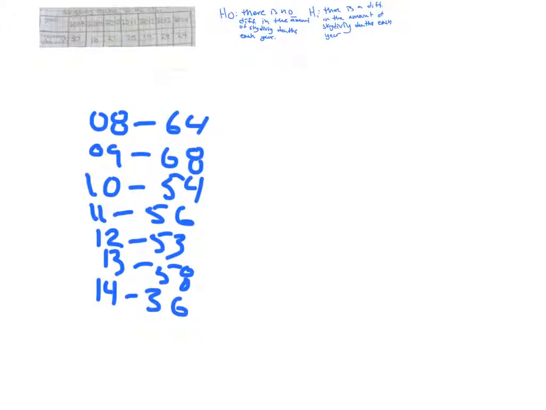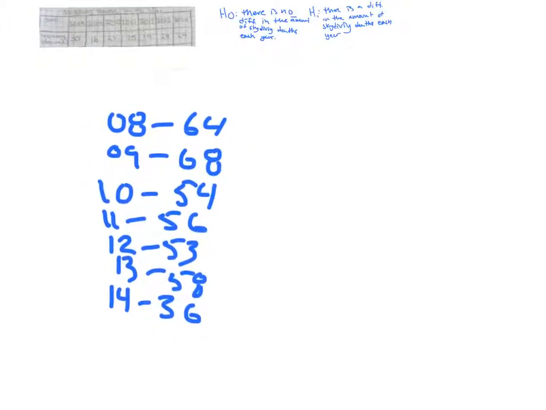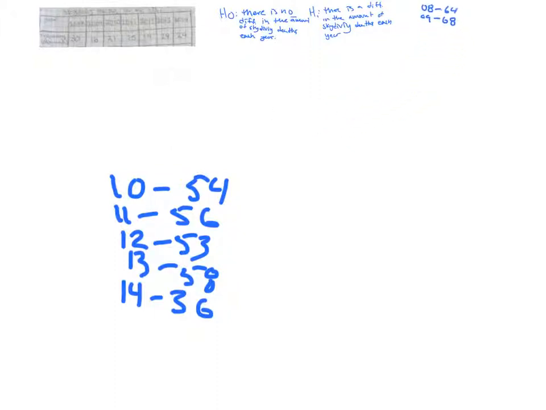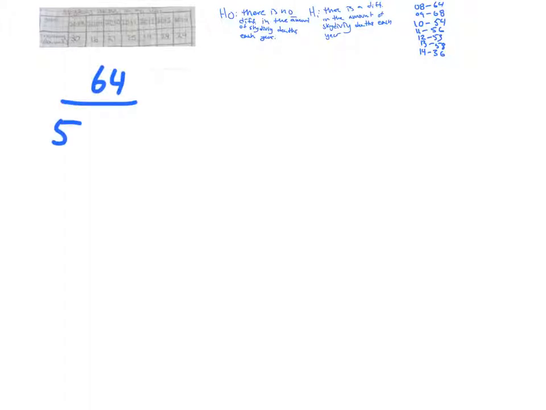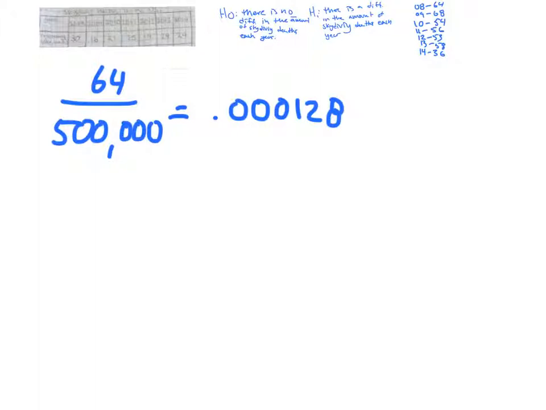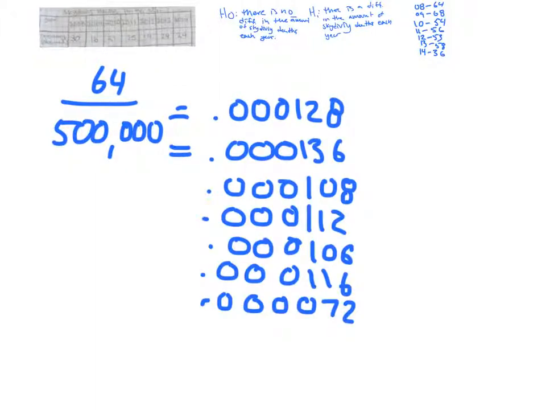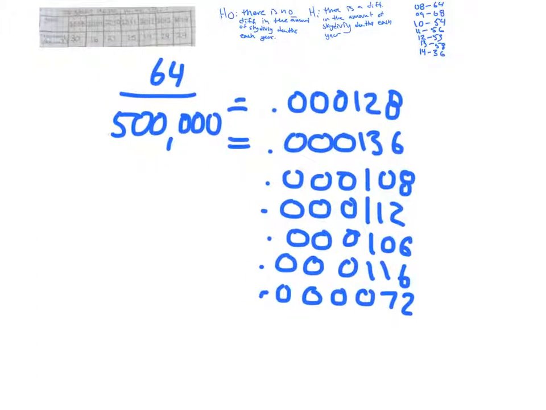So once we have these, next we will divide each one of these by 500,000 to get the percentage. So that'll look like this. For the first year, 2008, it's 64 divided by 500,000 equals 0.000128. And you'll do this for each one. After you've calculated all that, these will be all your percentages. Move those up there.